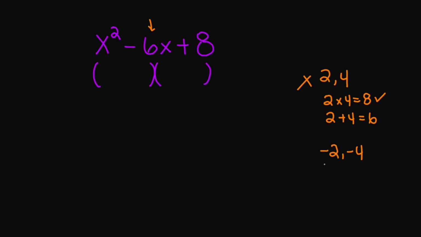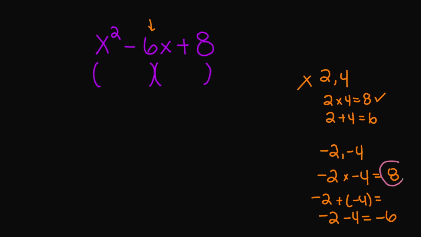Now let's try -2 and then -4. If I do -2 times -4, this is going to give me a +8. Good. And then if I add -2 plus -4, let's see what we get. -2 minus 4 is a -6. And this is what we're looking for. So I have my +8 and then I have my -6 here. So that's perfect, which matches -6 here and then my +8 here.